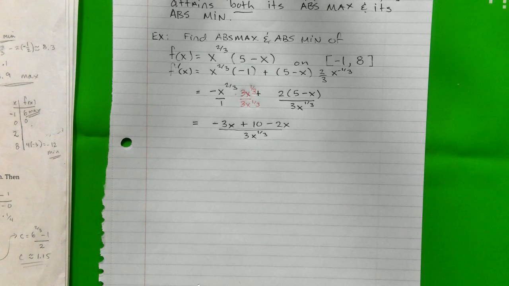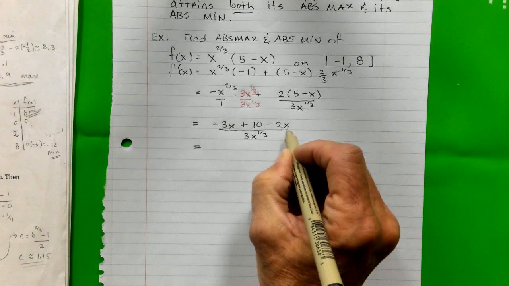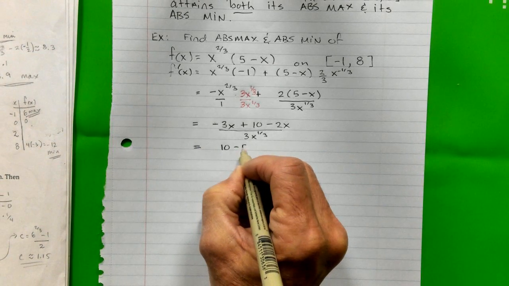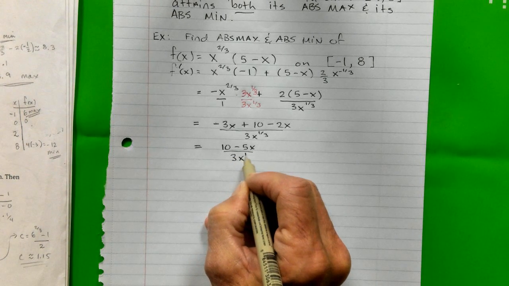Yeah, I don't know where the 10/3 came from. That should be a 2, shouldn't it? So I'm going to have 10 minus 5x on the top, 3x to the 1/3 on the bottom.